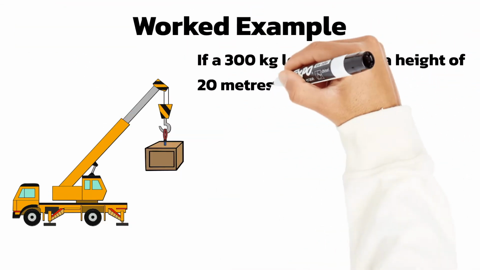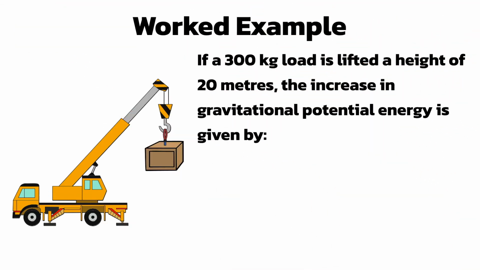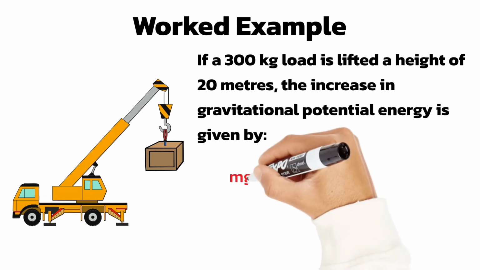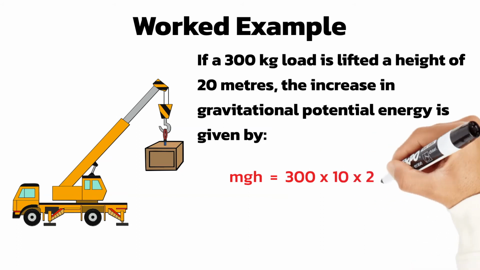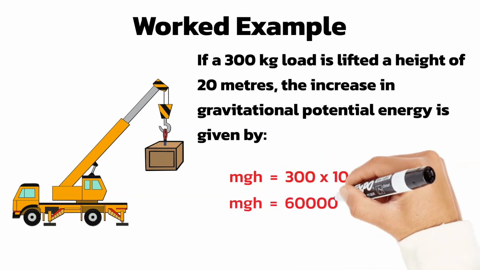So, if a 300 kilogram load is lifted at a height of 20 meters, the increase in gravitational potential energy is given by mgh equals 300 times 10 times 20, which equals 60,000 joules.